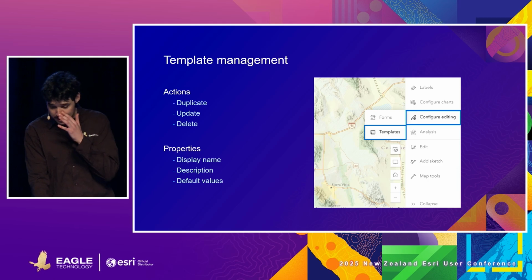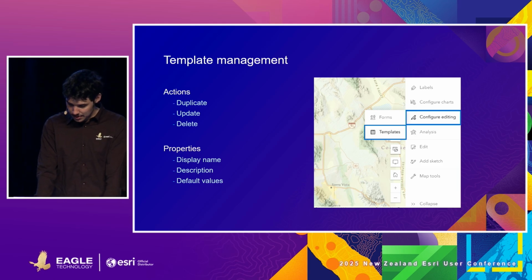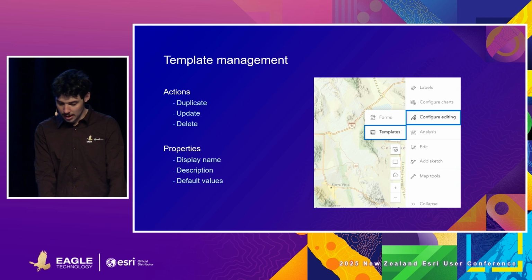So there's even more being added to editing in ArcGIS Online though, with feature templates now being able to be managed directly in the map viewer. Using the new configure editing menu on the light toolbar on the right, you can open the templates window directly in map viewer.